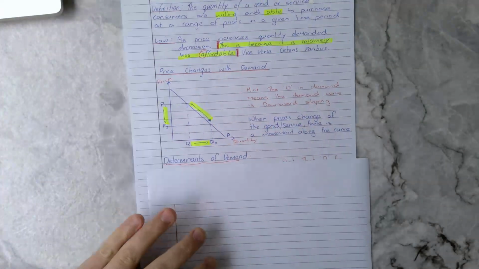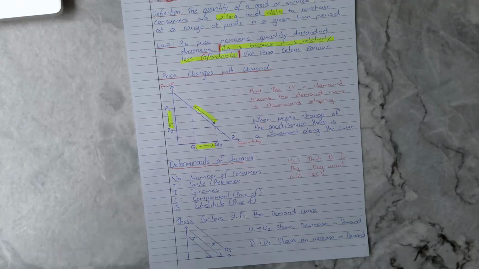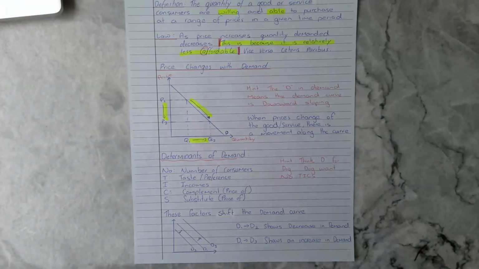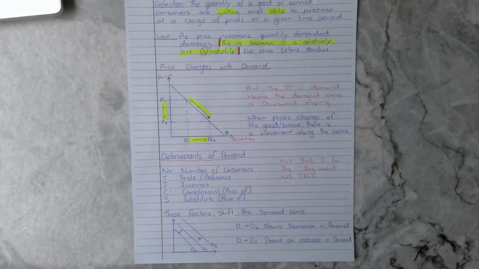Okay, the determinants of demand are the "no ticks" factors, and my hint for this one is you need to think D like a dog. And if you're any yoga athletes out there, how you combine these two ideas is the downward dog is a very famous yoga pose, and that's how you remember that the demand curve is downward sloping and the dogs have or want "no ticks". Okay, and that's how we're going to remember the determinants of demand.